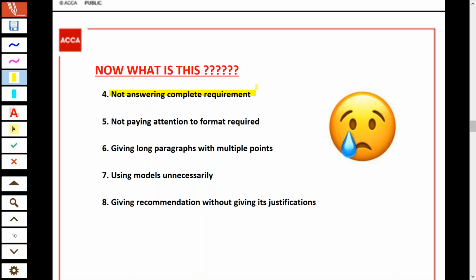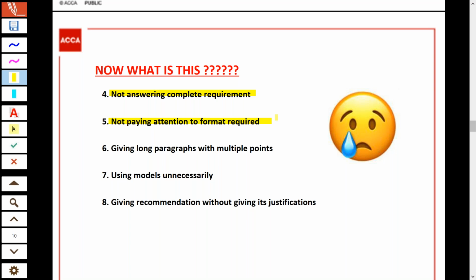Of course, this I cannot fix for you. This is something which I call a silly mistake or a casual attitude. So guys, no room for these kind of casual mistakes. Then he says not paying attention to the format required. Oh my God. The examiner is saying that students are not paying attention to the formats required.